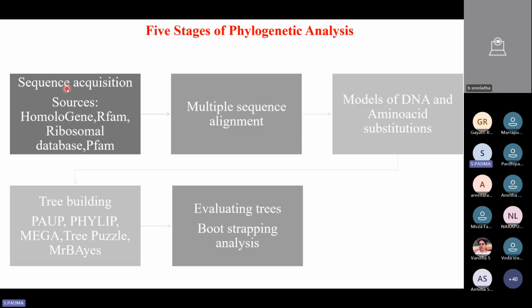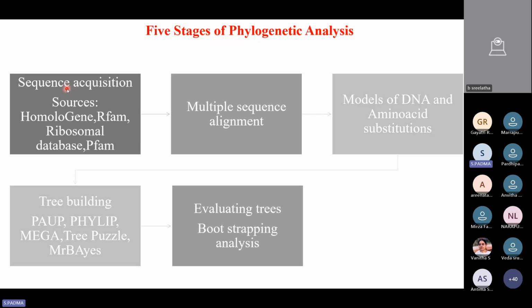Once you have acquired the sequence, then you use the tools to do the sequence alignment, because the tree construction depends upon the alignment. Without doing alignment, you cannot do the tree construction, because alignment will tell you what the similarities and differences are, how many nucleotides are similar, how many amino acids are similar. That is given only when you align all the sequences. So you have to do multiple sequence alignment.